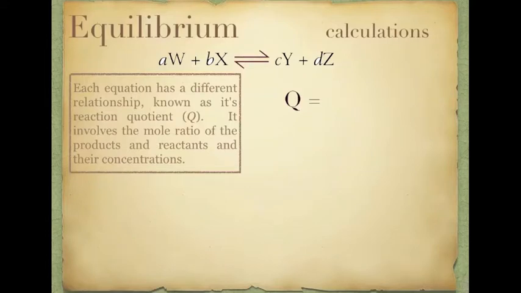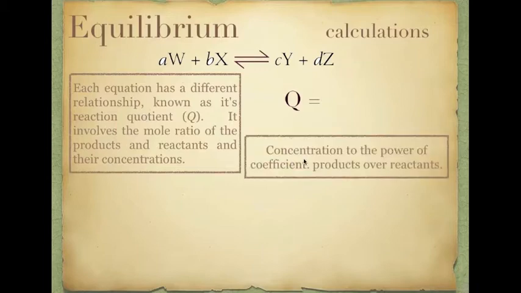For every reaction, we have a relationship between the amounts of products and the amounts of reactants. This relationship is known as the reaction quotient, and it involves the mole ratio of the reactants and the products and their concentrations. This reaction quotient is given the term Q, and it is calculated by taking the concentrations to the power of the coefficients in a chemical reaction, of the products divided by the reactants.